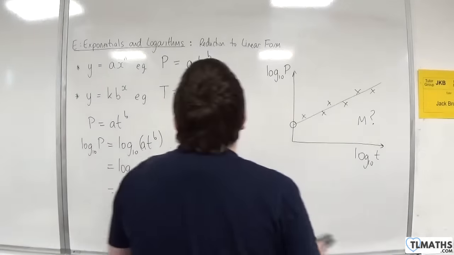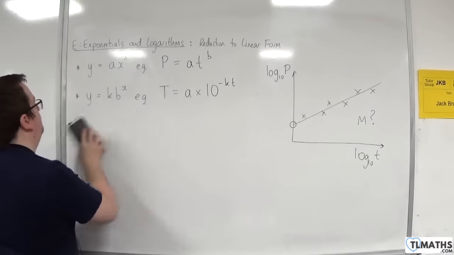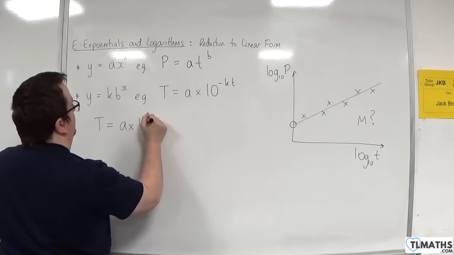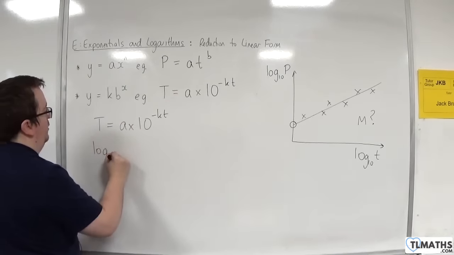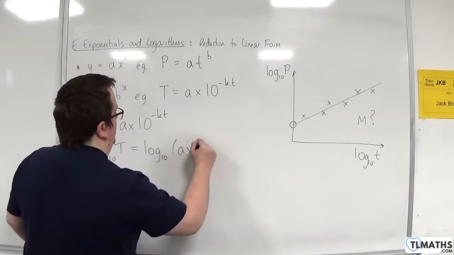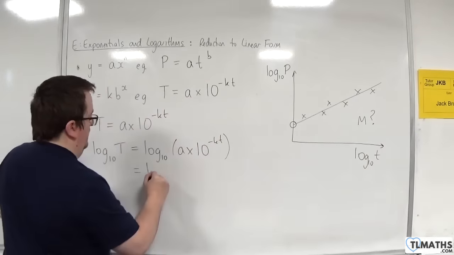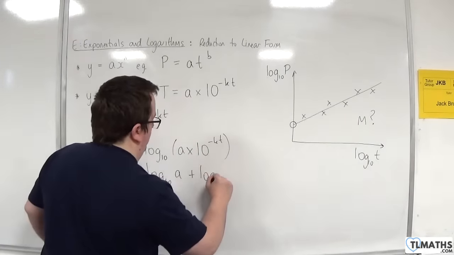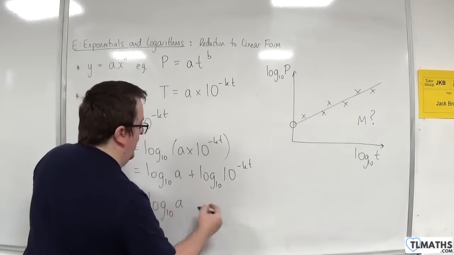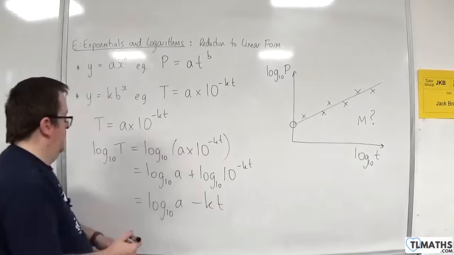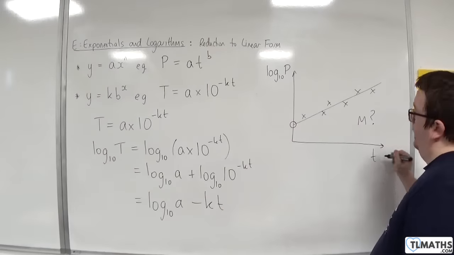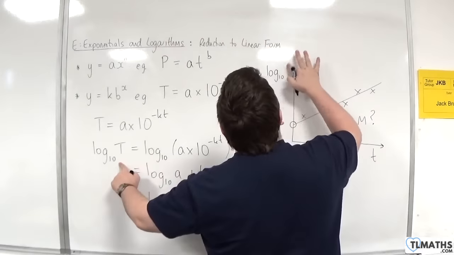So the alternative is that we work with the other form. So this form here, T equals a times 10 to the minus kt. So if I take, let's go with log base 10 again, log base 10 of capital T is equal to log base 10 of a times 10 to the minus kt, which is equal to log base 10 of a plus log base 10 of 10 to the minus kt, which is going to be log base 10 of a, and that just simplifies to minus kt. So the axes in this case would be t for the horizontal axis and log base 10 of capital T for the vertical axis.